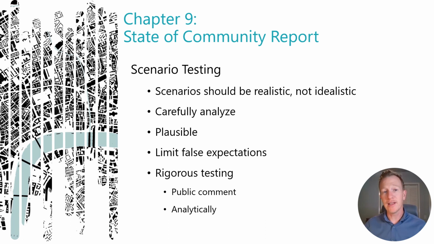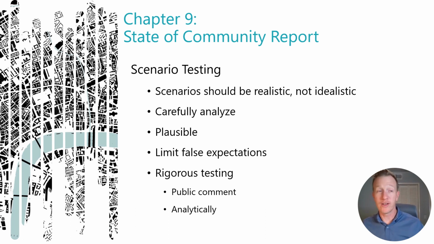It's important, again, that these be plausible alternatives. For instance, you wouldn't want to do an alternative that shows only growth. The only growth that's going to occur is commercial. That flies in the face of housing law that says that you need to provide for your regional housing needs assessment. So don't come up with alternatives that are not legally feasible or just not plausible. You want to limit those false expectations.